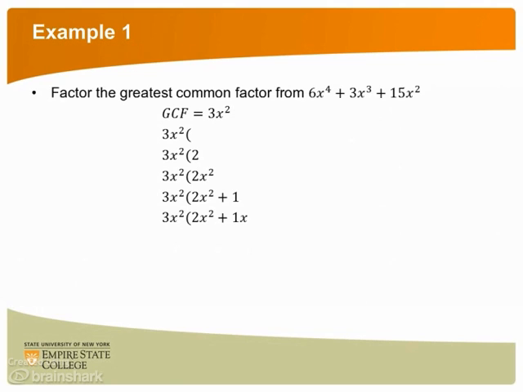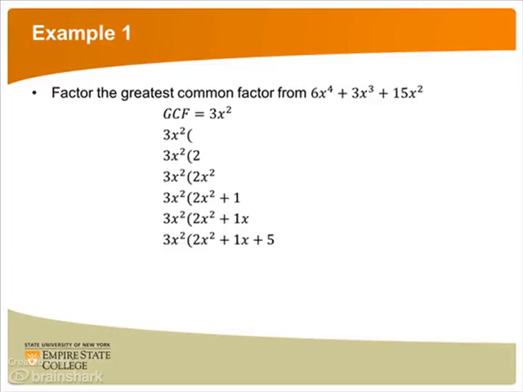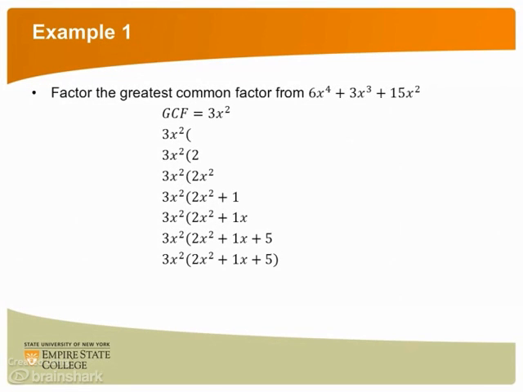Now we move on to the last term. 15 divided by 3 is 5, so we write plus 5. After dividing out the x squared, we have no more x's in the last term, so we are finished. So factoring out the greatest common factor, 6x to the fourth plus 3x to the third plus 15x squared is the same as 3x squared times the quantity, 2x squared plus 1x plus 5.